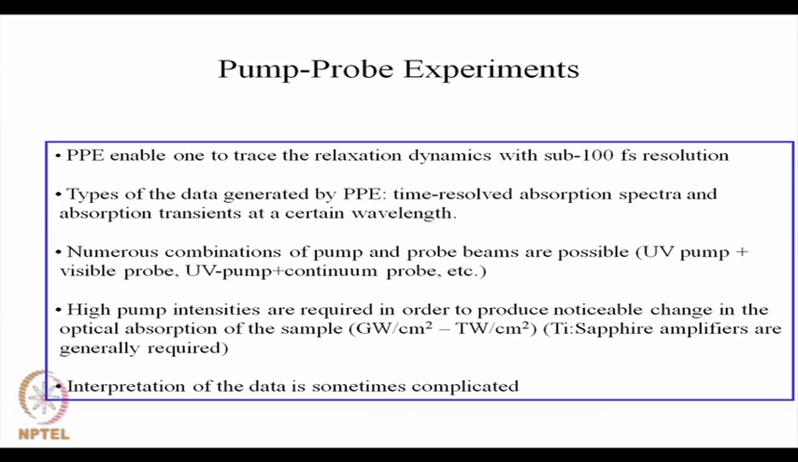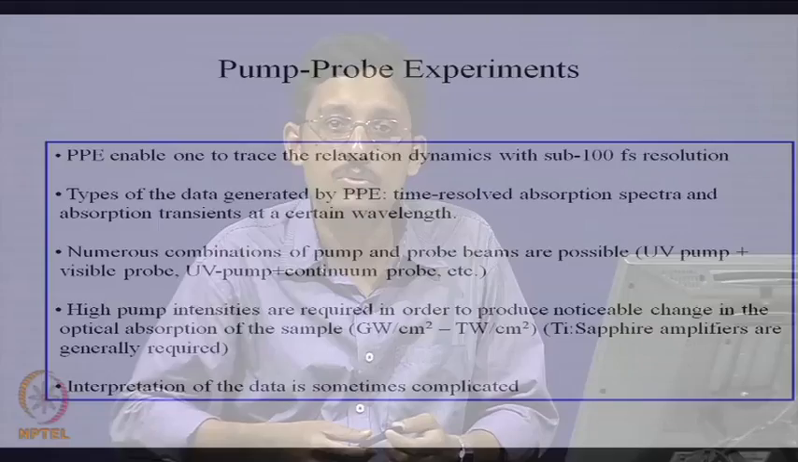High pump intensities are required in order to produce noticeable change in optical absorption of the sample. Gigawatt or terawatt. Now time-resolved amplifiers are generally used. And sometimes your interpretation of data is complicated, because of the processes that are going on in the sample after your photo excitation, or after pumping the sample, could lead to complicated photophysics, or maybe could lead to complicated photochemistry.